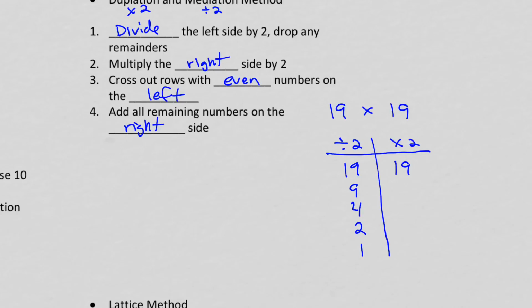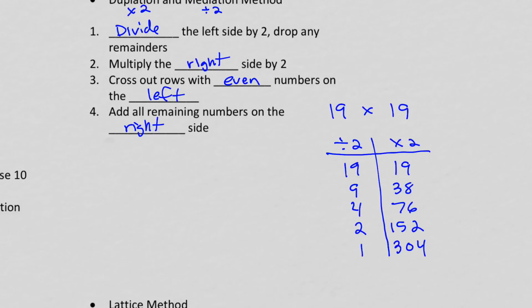Now we're going to multiply the right side by 2, so 19 times 2 is 38. 38 times 2 is 76. 76 times 2 is 152. And then 304. So that's steps 1 and 2.